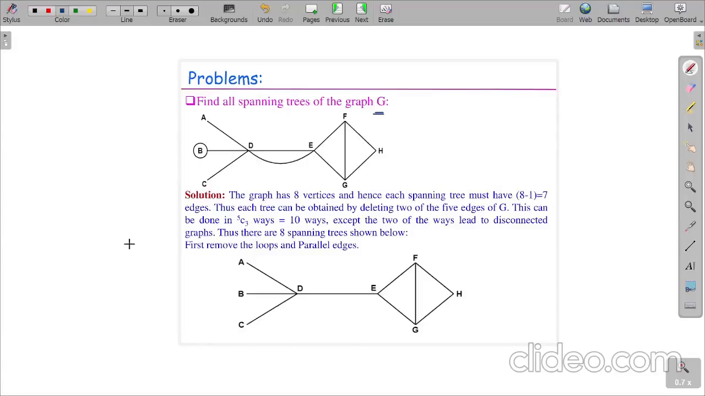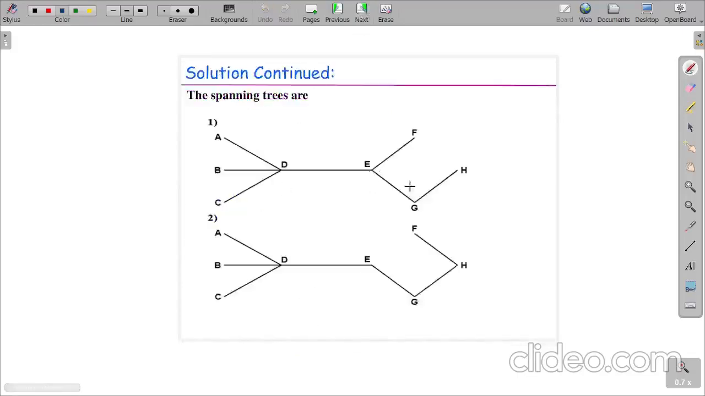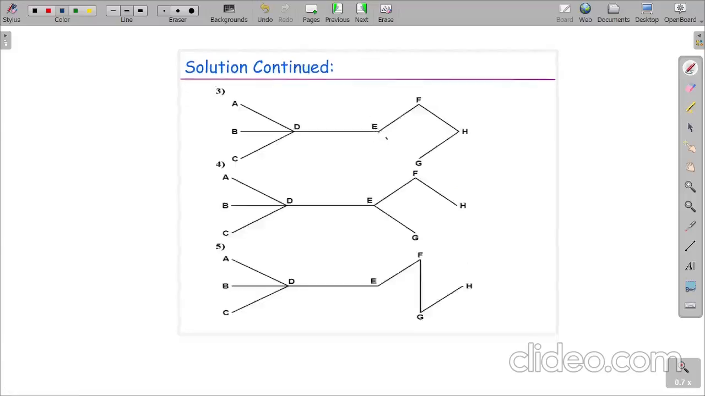First we remove all loops and parallel edges. This is the loop at the vertex P and the parallel edge in between D. We delete it and we are getting this graph. Next we are deleting these 2 edges. We are deleting this edge and this edge. We are getting this spanning tree. Next we are deleting this edge and this edge. We are getting this spanning tree. Next we are deleting this edge and this edge, we are getting this spanning tree. We are deleting this edge and this edge, we are getting this spanning tree.